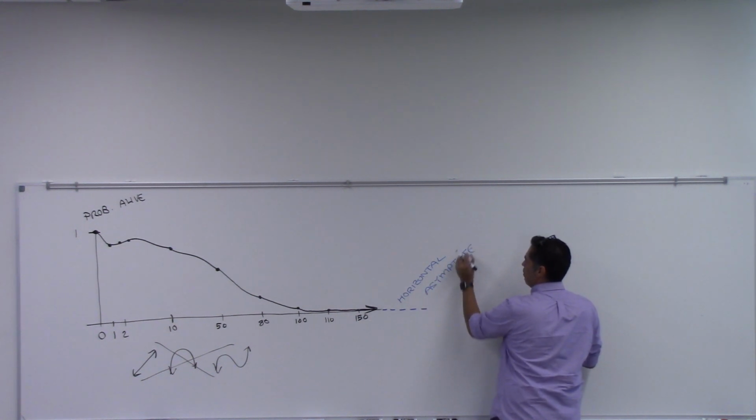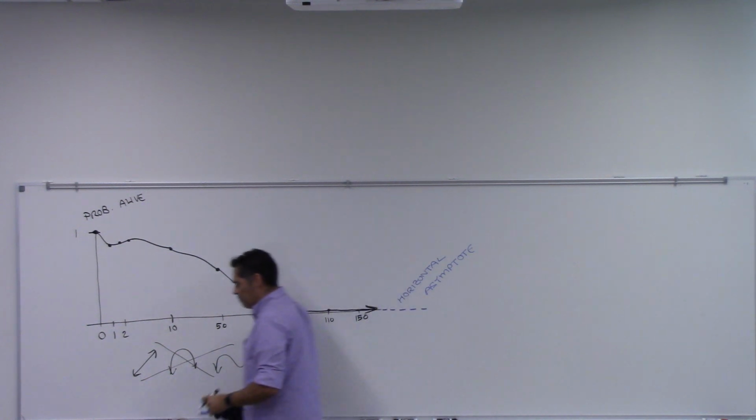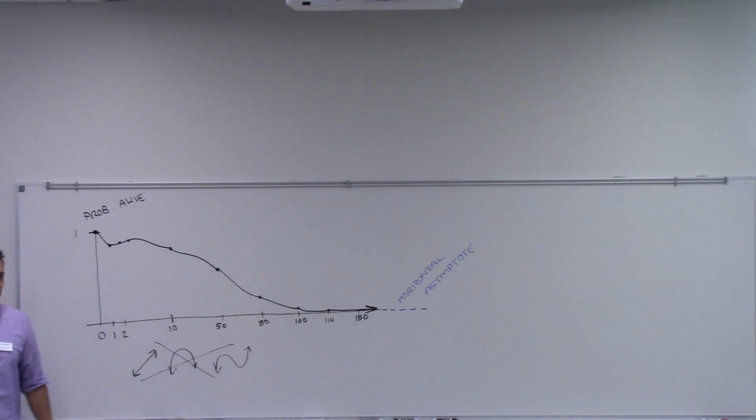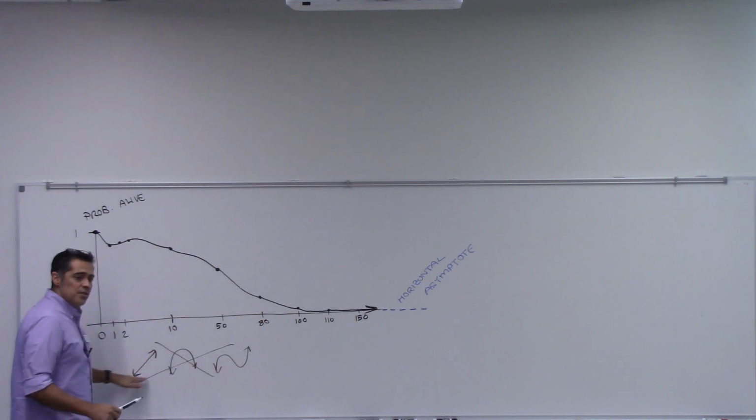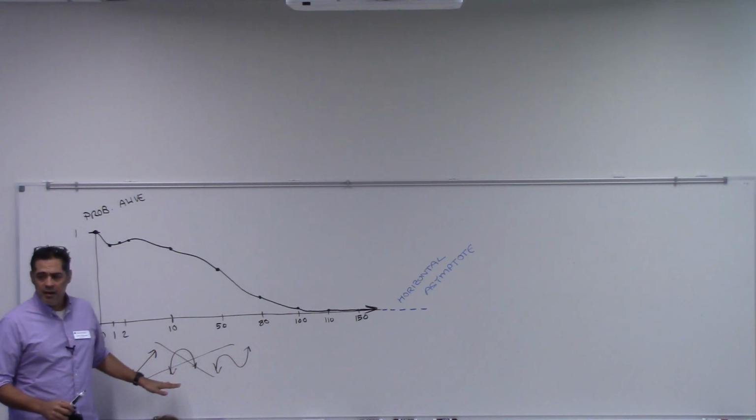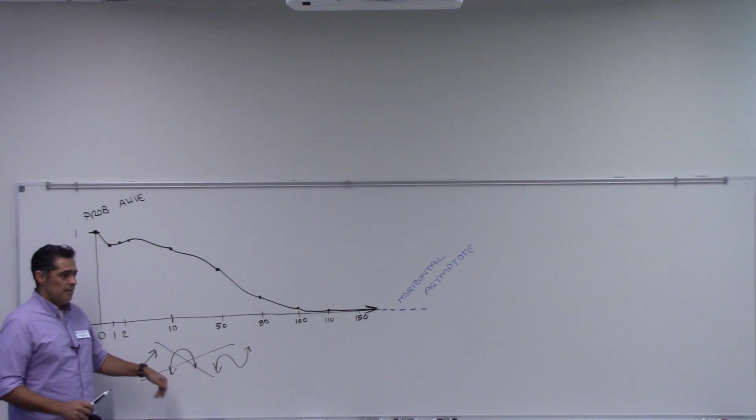Do you all know how to say that word? Asymptote. It's a weird word. A horizontal asymptote. These functions we've studied, none of these have this characteristic of a horizontal asymptote.